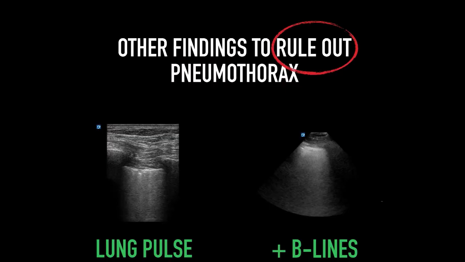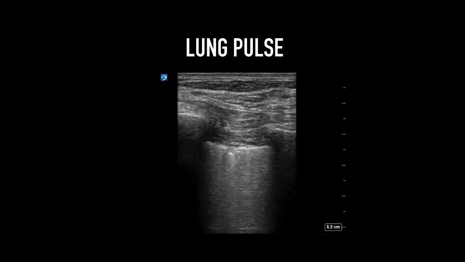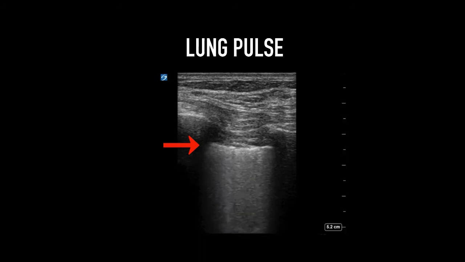There are some other findings to rule out pneumothorax. The first one we'll talk about is lung pulse. Here again we see lung pulse. This is movement of the visceral and parietal pleura against one another, but this is not truly lung sliding. This is movement of the pleura as a consequence of cardiac oscillation. This is more often seen on the left than compared to the right, and can be demonstrated in normal healthy patients with periods of breath holding.